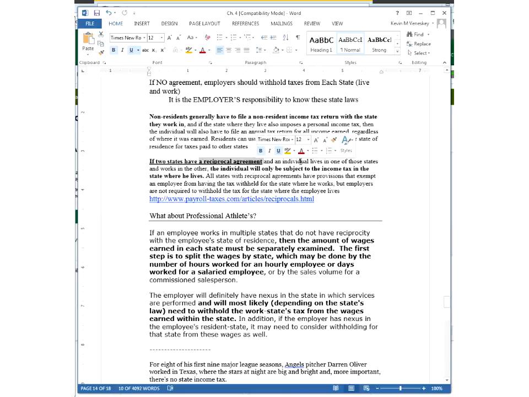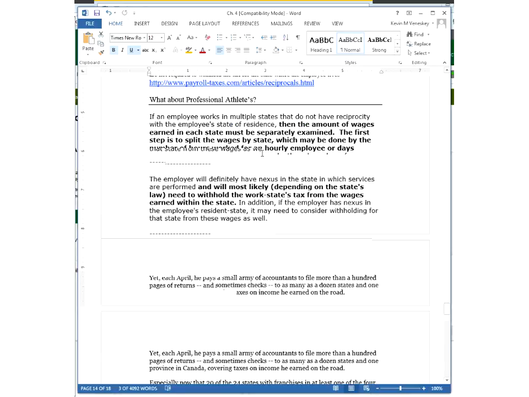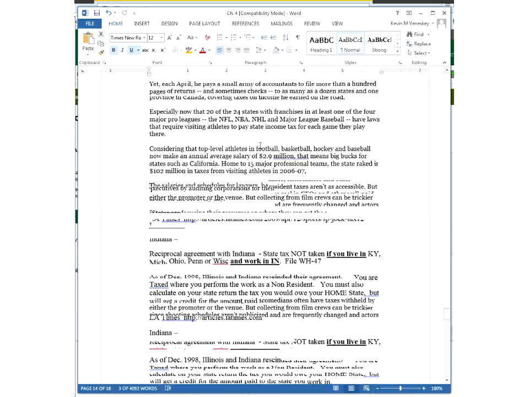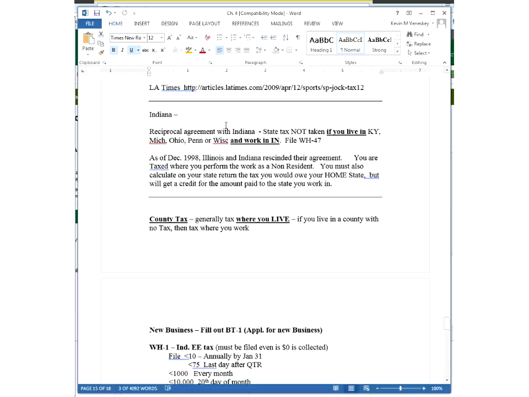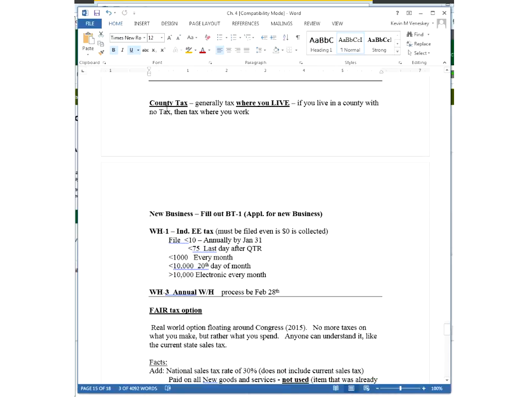And I tell you about the reciprocal agreement here. We, again, have one with most of the states surrounding us except Illinois. And then I give you a little, it's kind of a good, neat little read here about professional athletes. I think you might get something out of it. You might want to read it. I'm not going to spend the time right now. Here are the reciprocal agreements we have and ones we don't with Illinois as of the end of 1998.